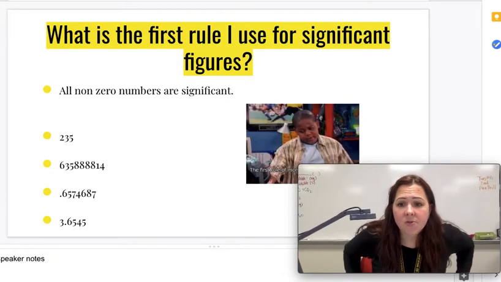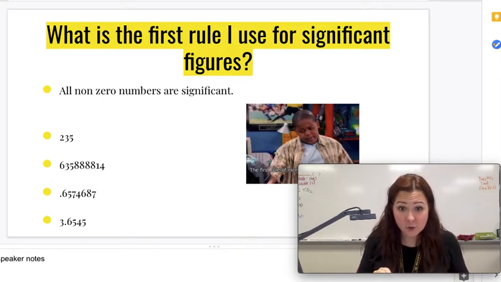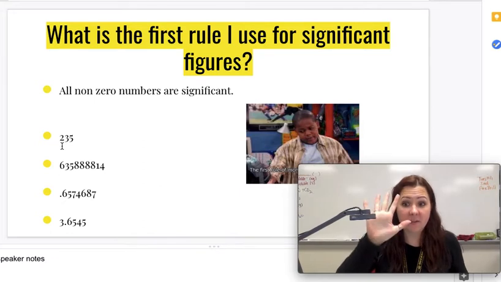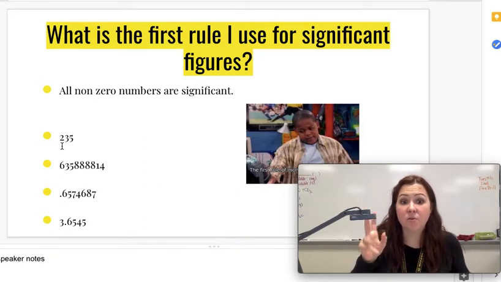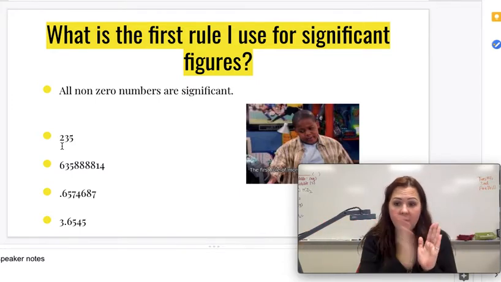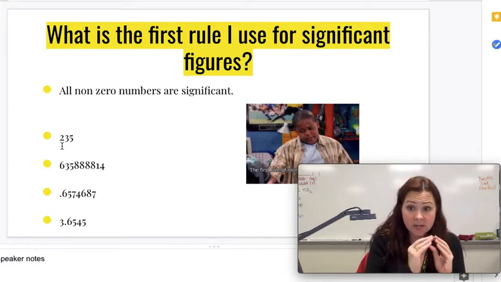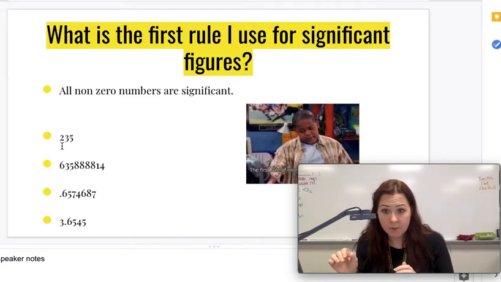Now, getting into your SigFig rules. You're looking at each digit individually. So this 235, I'm looking at the 2, I'm looking at the 3, I'm looking at the 5. The next number underneath that, I'm looking at the 6, the 3, the 5, the 8, the 8, the 8, the 1, the 4. I'm not looking at the number as a whole. I'm looking at each digit individually. And I want to know, is it significant in my measurements or is it a placeholder number?